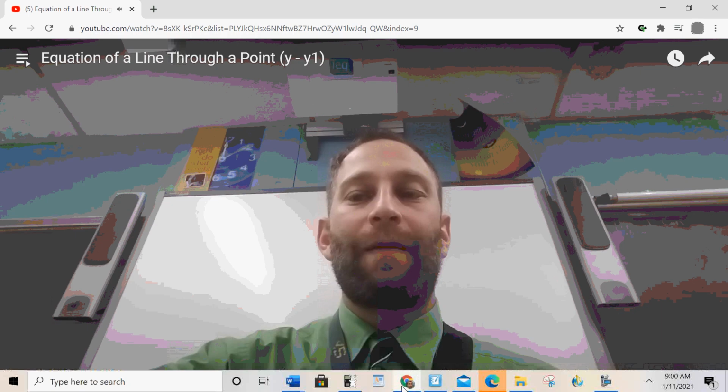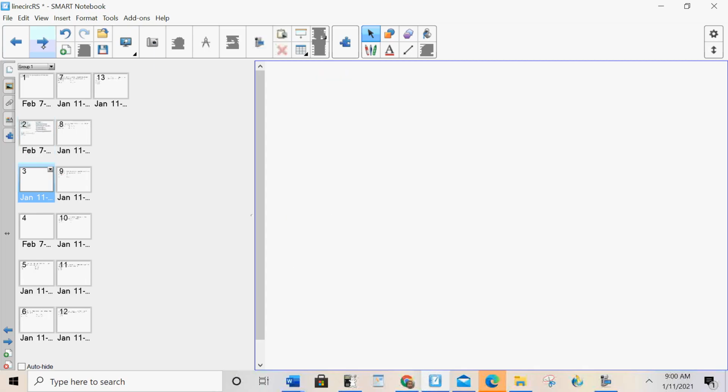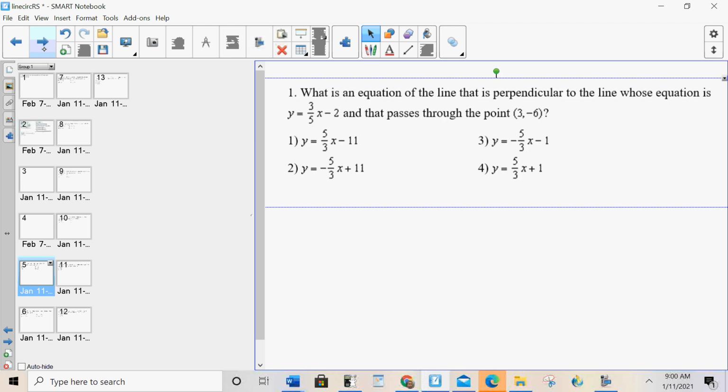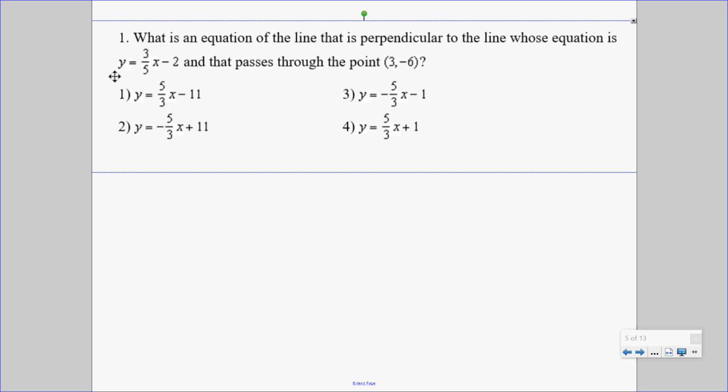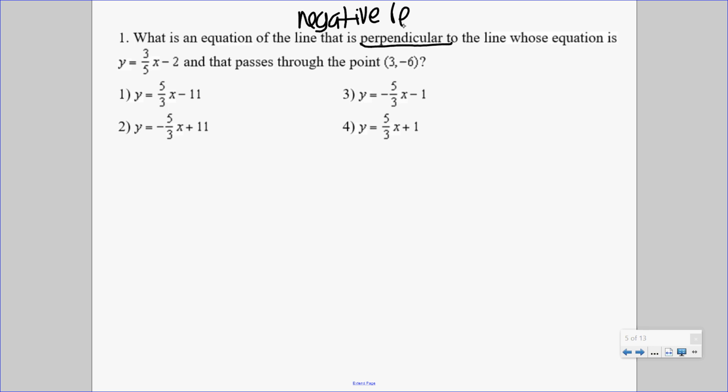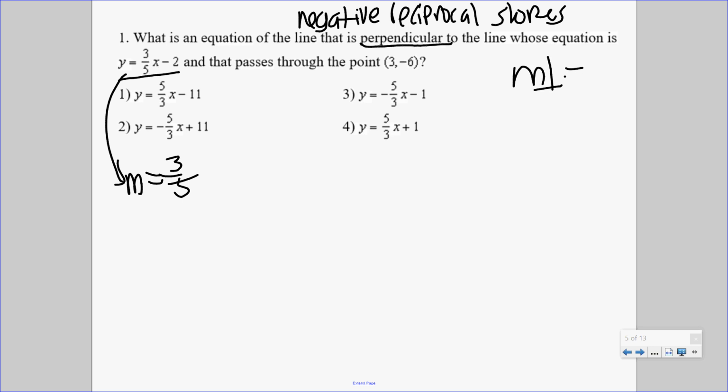All right, so let's save the third one for when we go over that. Let's start with number one. What is an equation of a line that is perpendicular? Perpendicular lines have negative reciprocal slopes. So I know if it's perpendicular, it must have the negative reciprocal slope of this line. So this line has a slope of 3 over 5. So my line, the negative reciprocal of that, flip it and negate it, is negative 5/3.